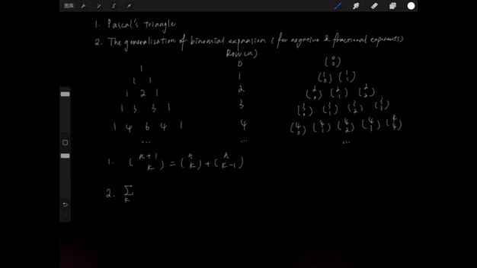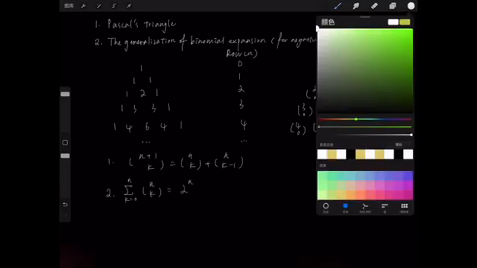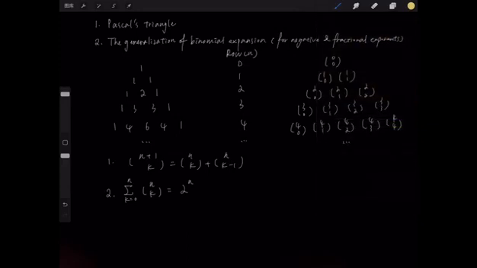The second property of Pascal's triangle is that you may notice the pattern for the sum of the first row is 2, second row is 4, and then 8, 16, which is a pattern that can be summarized as 2 to the power of n. And this can be proved by using the binomial theorem by letting x and y equal to 1.